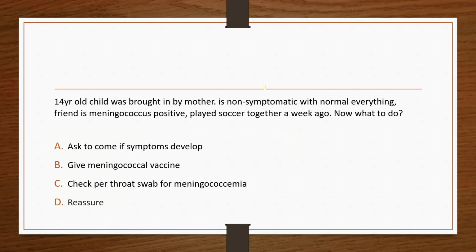All right, this question. See whether you can do this. A 14-year-old child was brought by mother. Asymptomatic with normal everything. Friend is meningococcus positive. Played soccer together a week ago. Now what to do? A, asked to come if symptoms develop. B, give meningococcal vaccine. C, check per throat swab for meningococcemia. D, reassure. What are you going to do here?